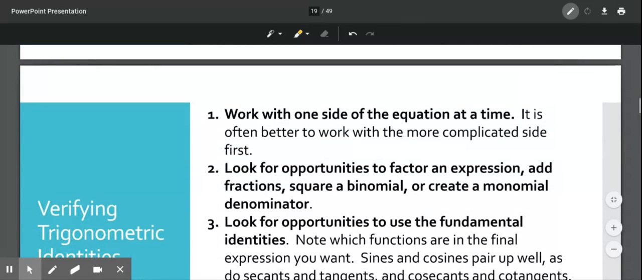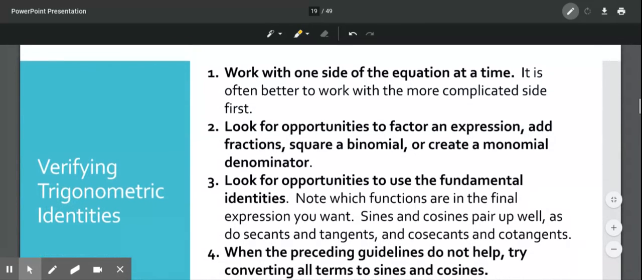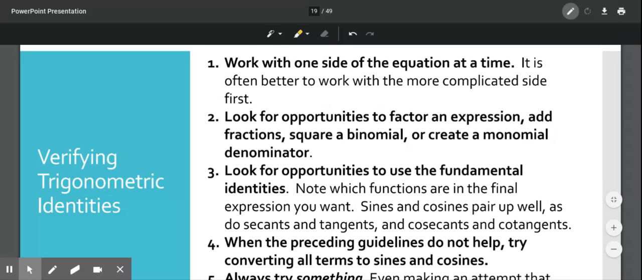All right, the steps that you might take as you're trying to verify these identities is to work with one side at a time. Sometimes when we look at these, we'll notice that one side's a lot more complicated than the other side. And so you'll probably start with the side that's a little bit more complicated and try to simplify it down to look like the other side. You might look for opportunities to factor or to add fractions together, maybe to square a binomial to create a difference of squares that you could then maybe substitute in for.